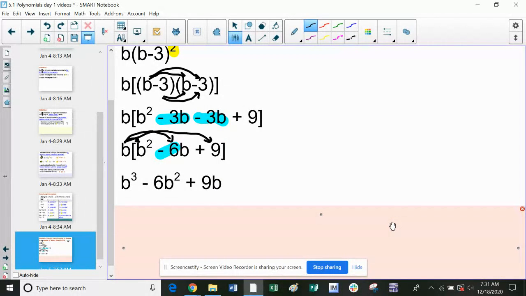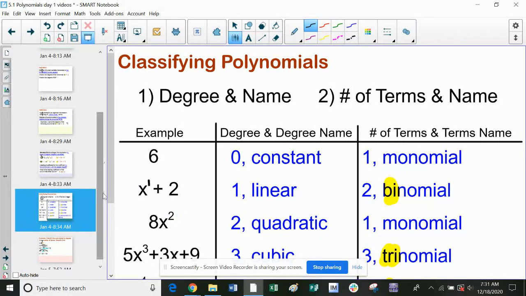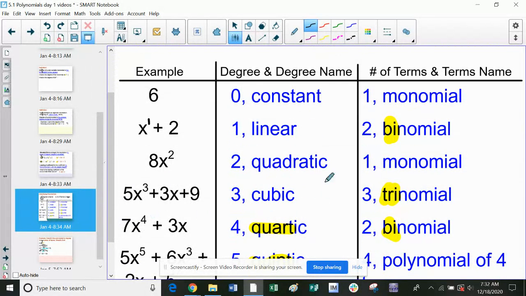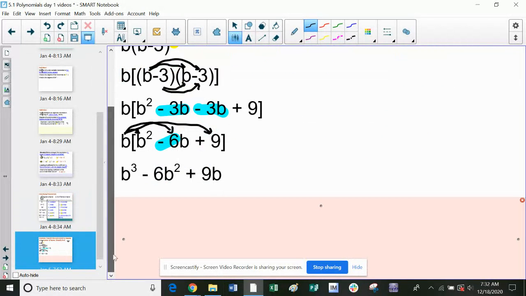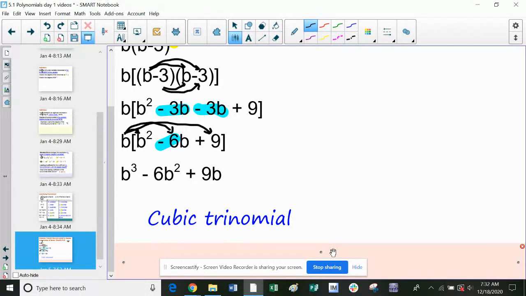So once you've multiplied these out, now you can actually name them. So what's our highest exponent? That's a 3. Go back and look at your chart. When you have an exponent of 3, what's its first name? Its first name is cubic. So this will be called cubic. And then I have 1, 2, 3 terms. 3 terms is trinomial. So that would be named cubic trinomial.